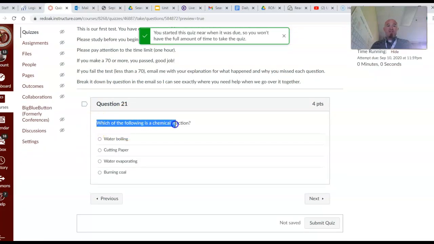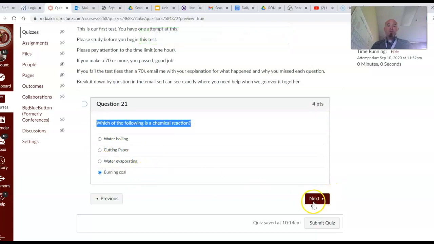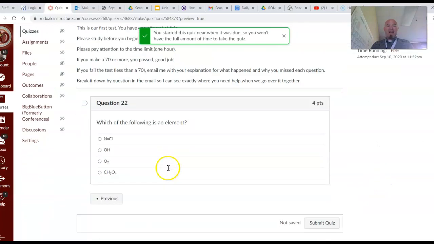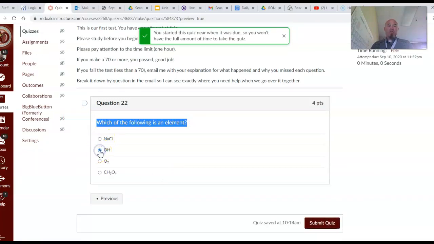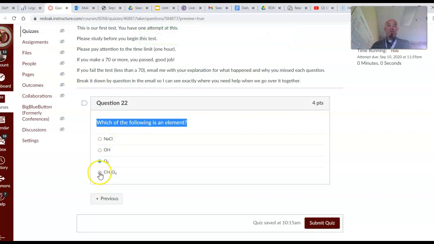Question 21. Which of the following is a chemical reaction? Is it water boiling, cutting paper, water evaporating, or burning coal? Last question. Which of the following is an element? Is it NaCl, capital O, capital H, capital O2, CH3O4?